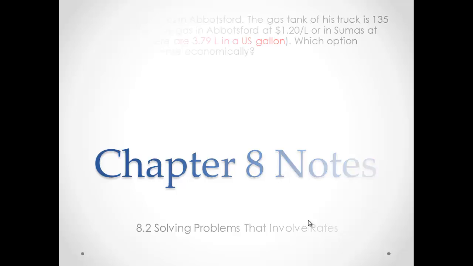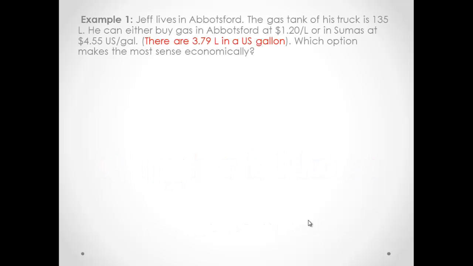So the very first thing is we see a question here where a guy named Jeff lives in Abbotsford, owns a truck with a big, huge gas tank, so some sort of gas guzzler like an F-150, and it requires 135 liters. He can either buy gas in Abbotsford at $1.20 per liter, or in Sumas, which is in the States, for $4.50 American per gallon. Here we're given some extra information, and we are told that there is 3.79 liters in a US gallon. The question is, which option makes the most sense economically, which is the best buy?